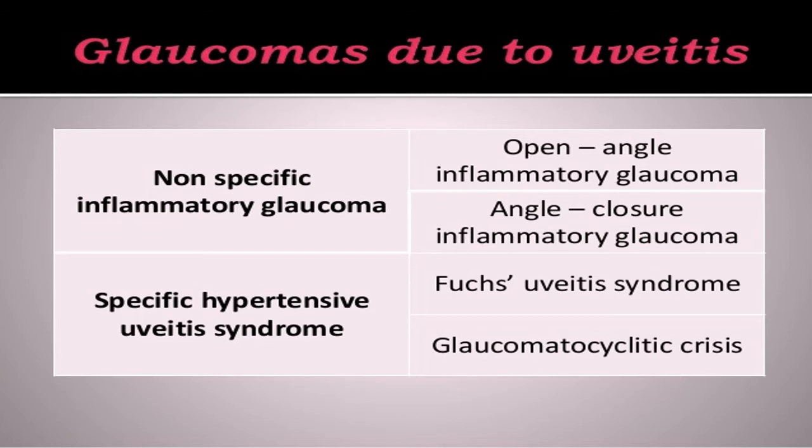Then coming to the glaucoma due to the uveitis, where the uveal component is involved in the glaucoma. In the first, the lens was the causative part, and in the second, the uveal part is involved in the formation of this glaucoma. Again we divide it into non-specific inflammatory glaucoma and specific hypertensive uveitis syndrome. Again you have in that open angle and closed angle, Fuchs uveitis syndrome and glaucomatocyclitic crisis.